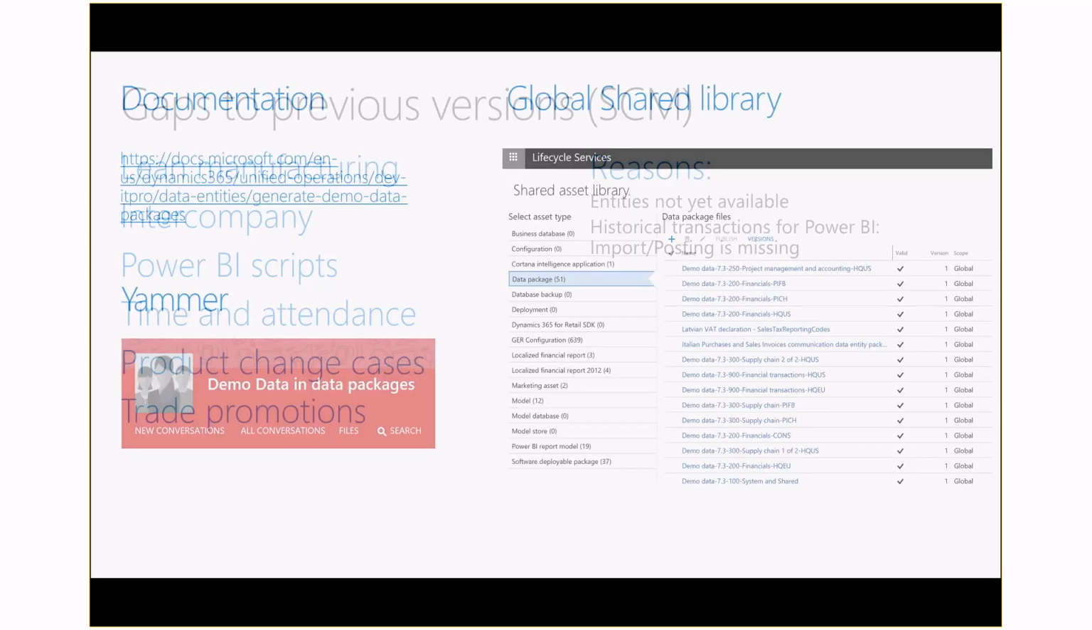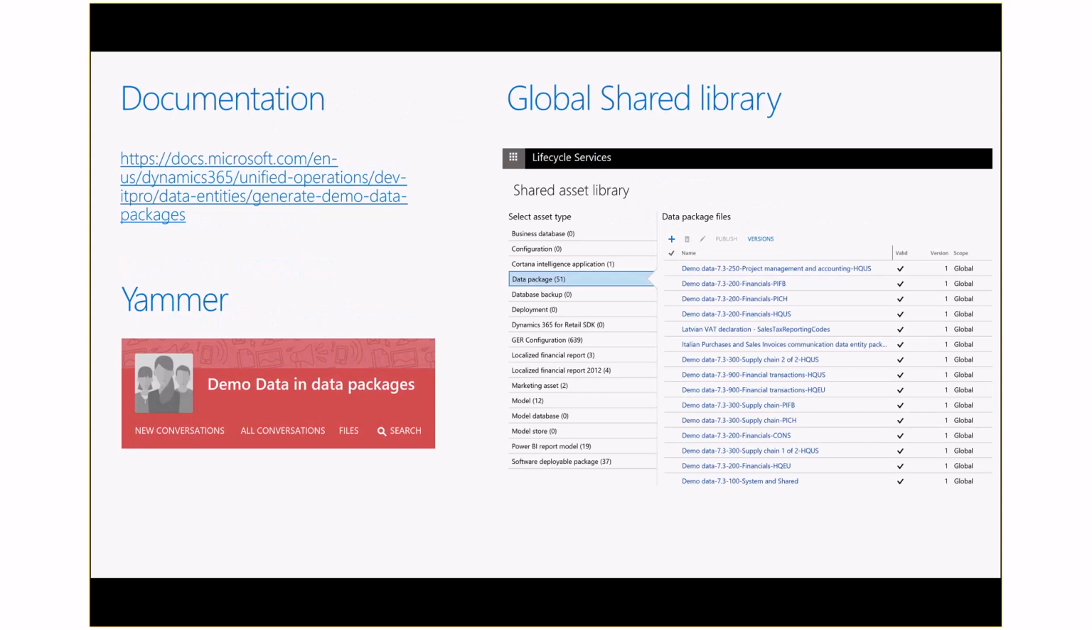So documentation. The URL in the upper left-hand corner, you'll be able to pull this off the PowerPoint. That's where you go. It's called Generate Demo Data Packages, but you can just search for Demo Data Packages and it'll pop right up. Please read that document. It's got a lot of information, but it's got all those things that you just need to do first. We're not quite 100% fully automated yet, so you've got to do a couple things there.